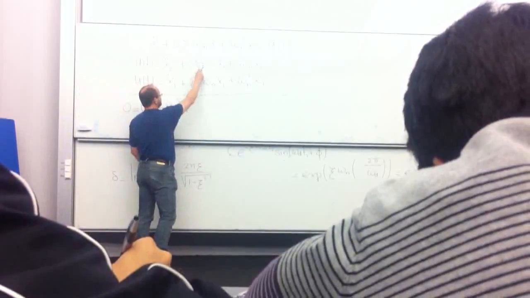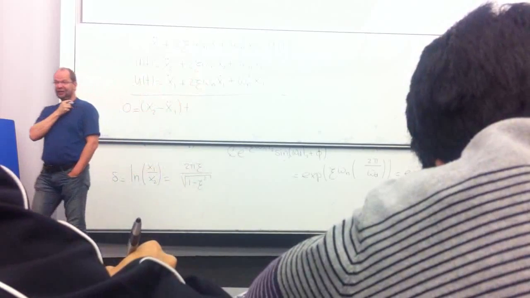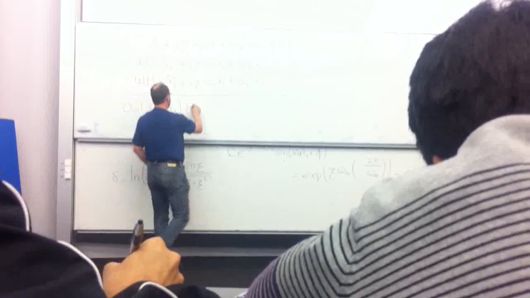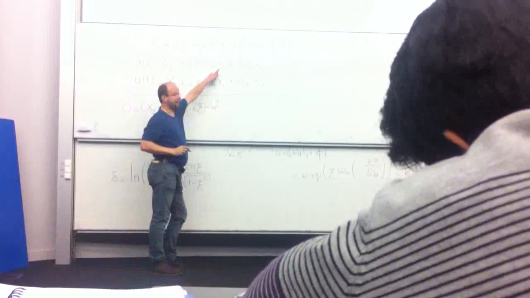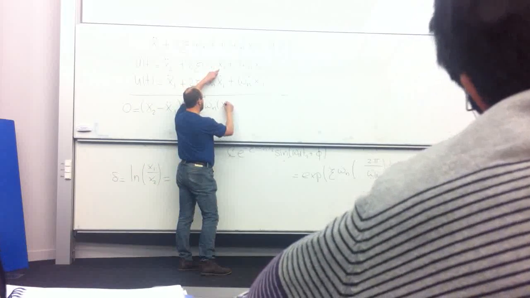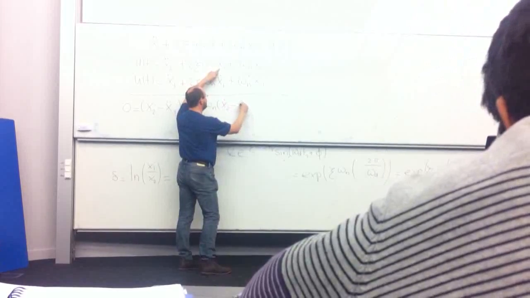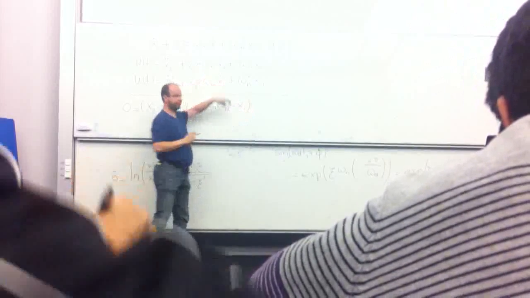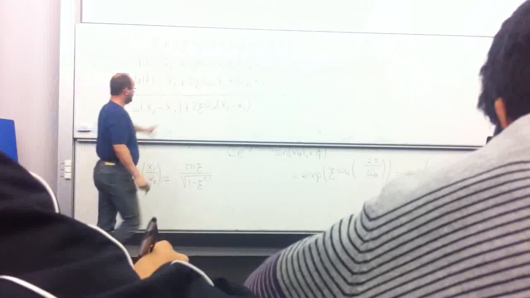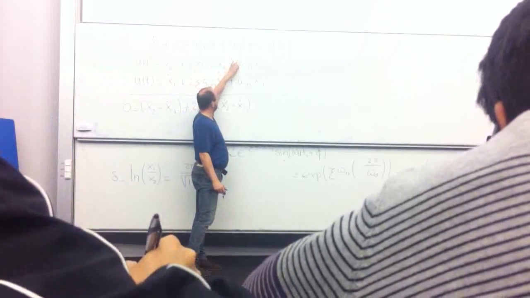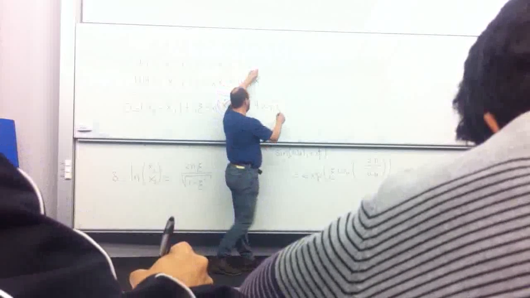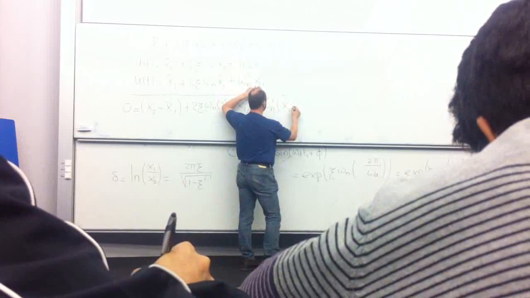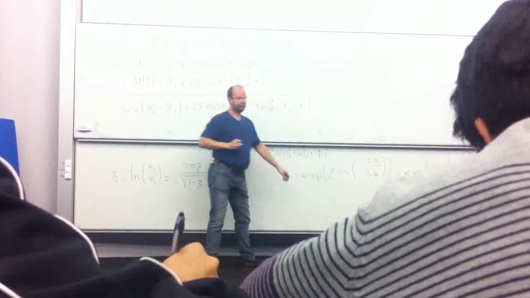For the second term, they both have 2 zeta omega n. So I write down the 2 zeta omega n. Here I have x2 dot, and at the bottom I have x1 dot. Finally, these two terms: omega n squared here and omega n squared there, so I have omega n squared. On top I have x2, and I subtract x1.